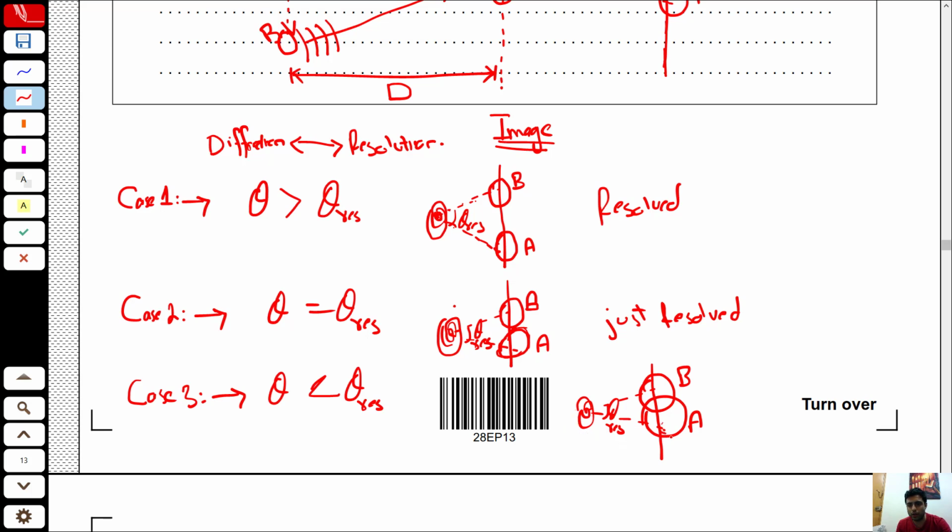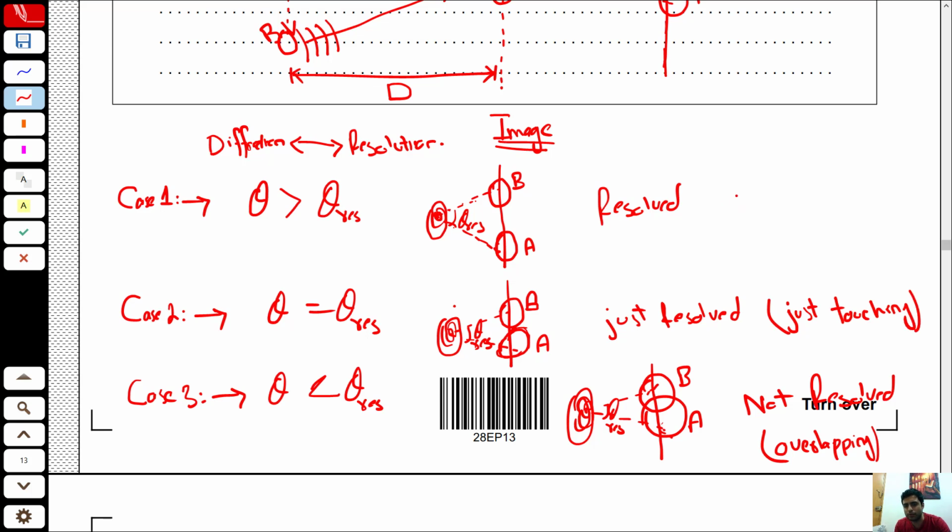Okay, so the theta resolution, was there something? You can see they're overlapping each other. So this is the aperture. So, not resolved. Not resolved means their images are overlapping each other. Just resolved means the images are just touching each other. And resolved means they can be seen as separate, distinguishable.